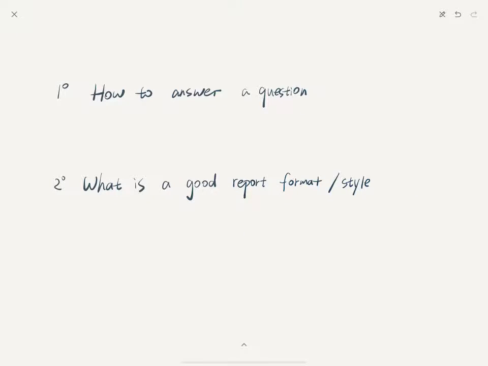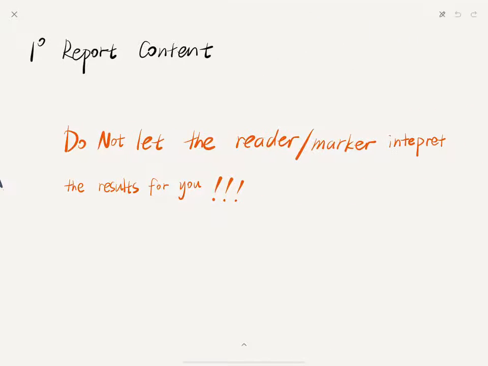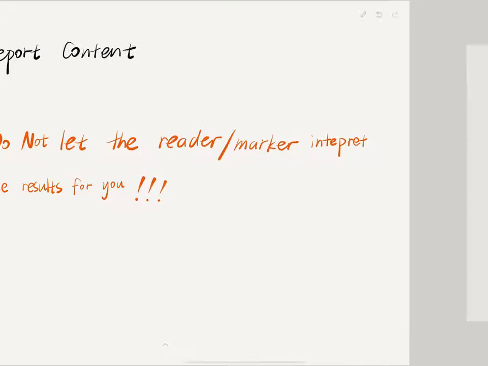This video will not talk about the actual report content, but instead I will talk about how to answer a question in general and what is a good report format. The most general suggestion of report writing is to not let the reader or marker interpret the results for you. Depending on the question, you need to justify your results briefly or in detail in a way that the reader can understand you fully. Try not to leave any ambiguity where the reader needs to interpret or guess. I will explain this idea with two examples.